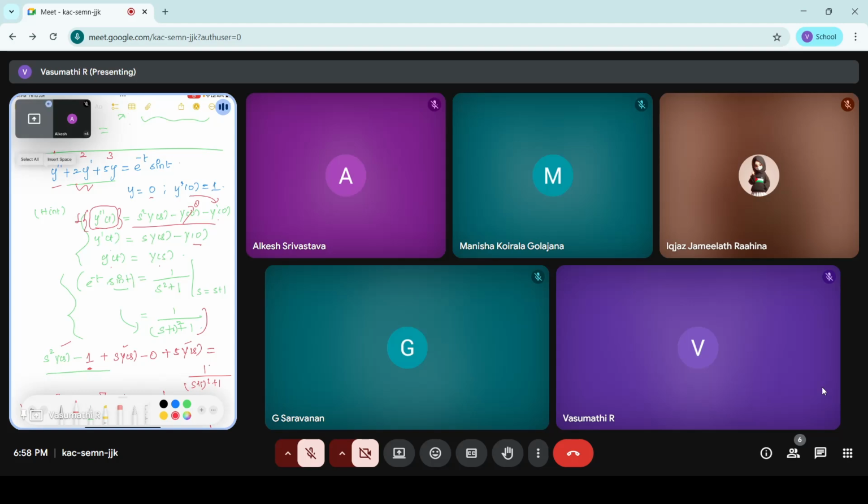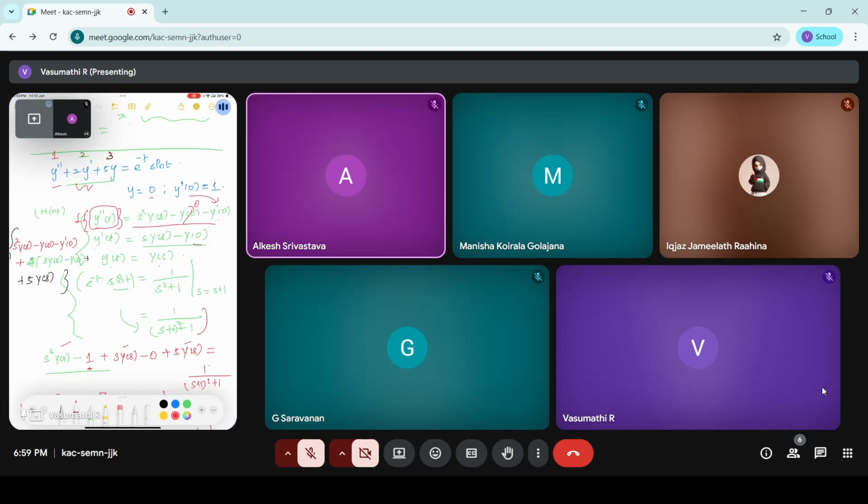So if I want to write it for the first term here, I will write it as s square y of s minus y of 0 minus y dash of 0. This is for the first term. The second term I will write in a different color. Laplace transform of 2y dash, you will get 2 into s into y of s minus y of 0. For the third term, I am writing with black, plus 5 into y of s, right? Is this clear till now?